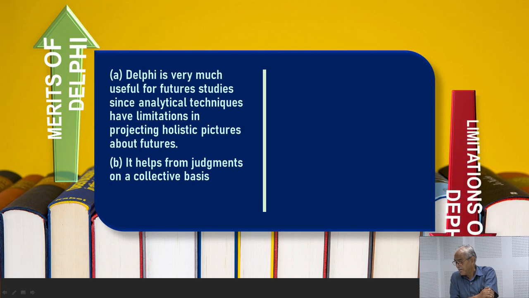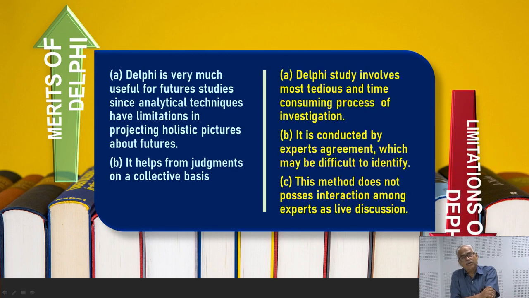Second point is that it is conducted on experts' agreement to arrive at consensus. The experts may be rigid. They may not like to compromise on their first stand. So we'll have to approach and convince them, saying, sir, please reconsider through your reflective exercise on the basis of the first round data summary.